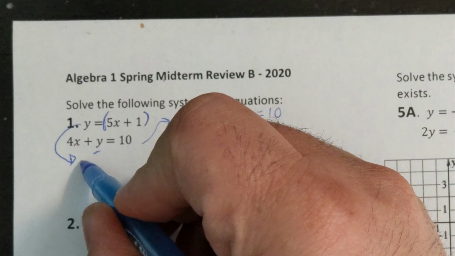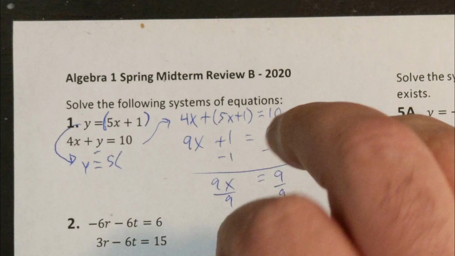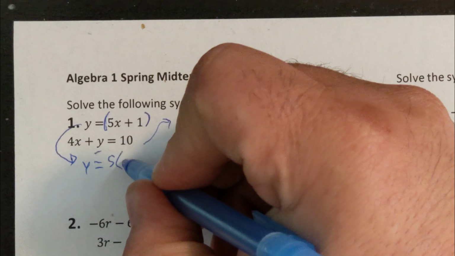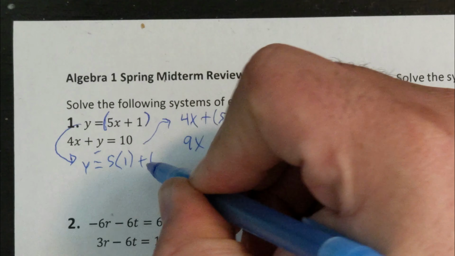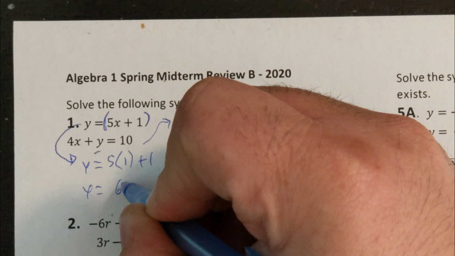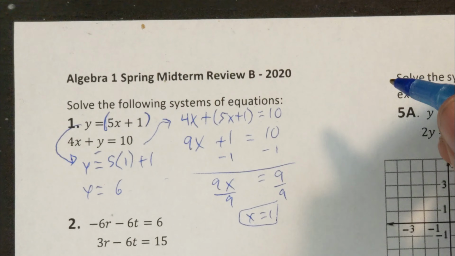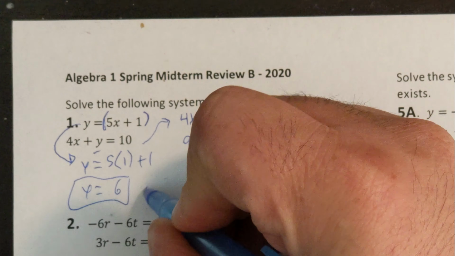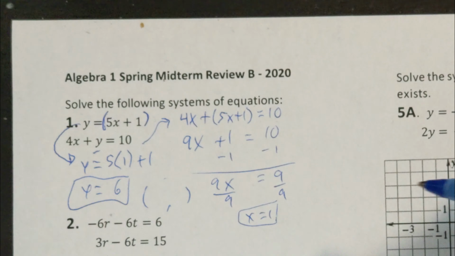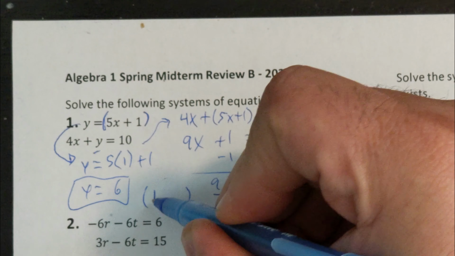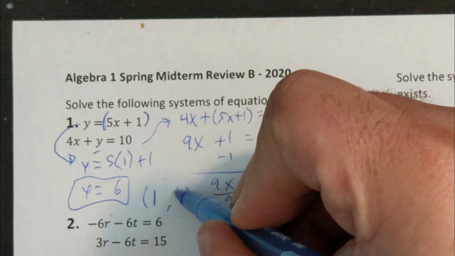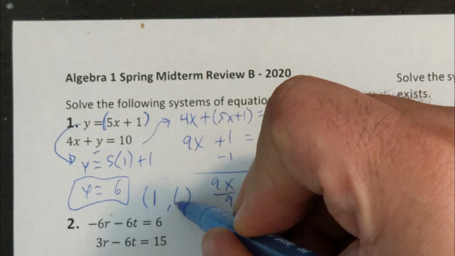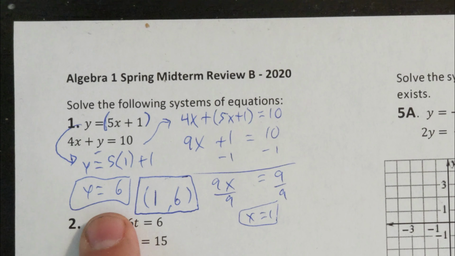So I'm going to put y equals 5 times, and since we know x is 1, plus 1, so y equals 5 plus 1, which is 6. Remember that if it's written in coordinate form, the x would go first, so 1 first, the y goes second, so the 6 second. And this is the answer as a coordinate. This is the answer without being in coordinate.